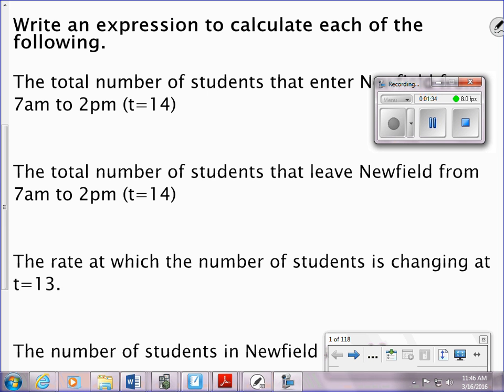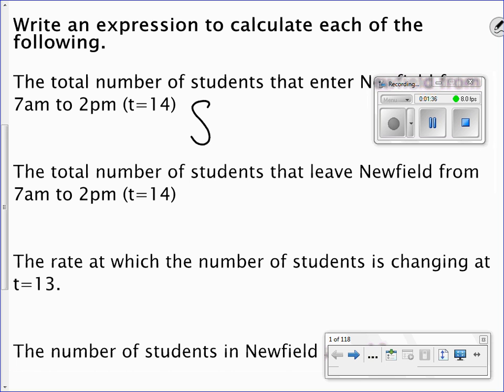Gina. Yeah, you integrate the rate at which they enter, and that'll give you the total number that enter. Okay, so yeah, if you want the total number of kids that enter, you integrate the rate at which they enter. How about the second one?